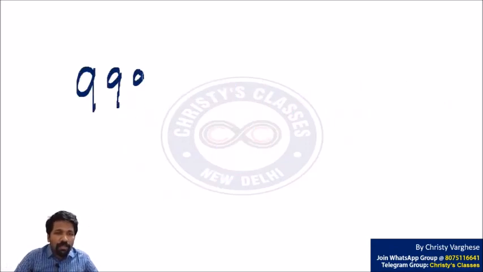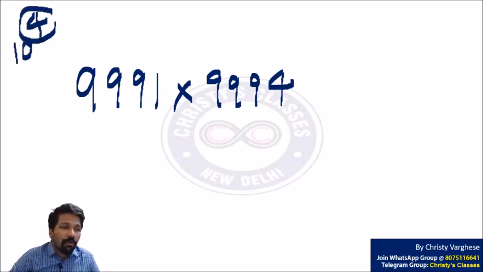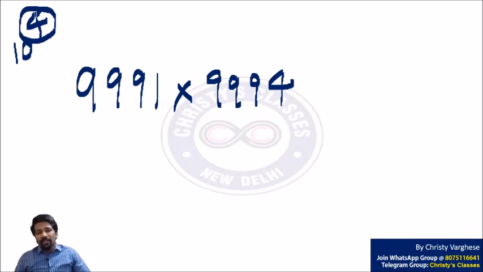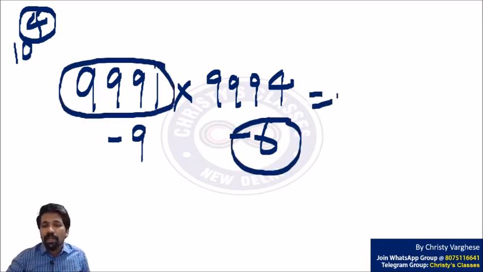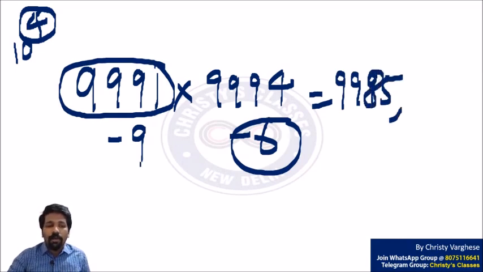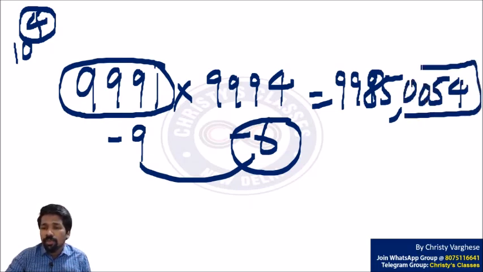Now the same question I am just twisting a little bit. If it was 9991 into 9994, that means the numbers are near to 10 raised to 4. That means 4 digit D1 into D2 you need, because both are near to 10,000. Now 10,000 is 10 raised to 4. Here also the distance is same itself, minus 9, minus 6. 9991 minus 6 is 9985, comma, minus 9 into minus 6 is 54. You have to put 2 zeros to compensate, 2 zeros to make it 4 digit.